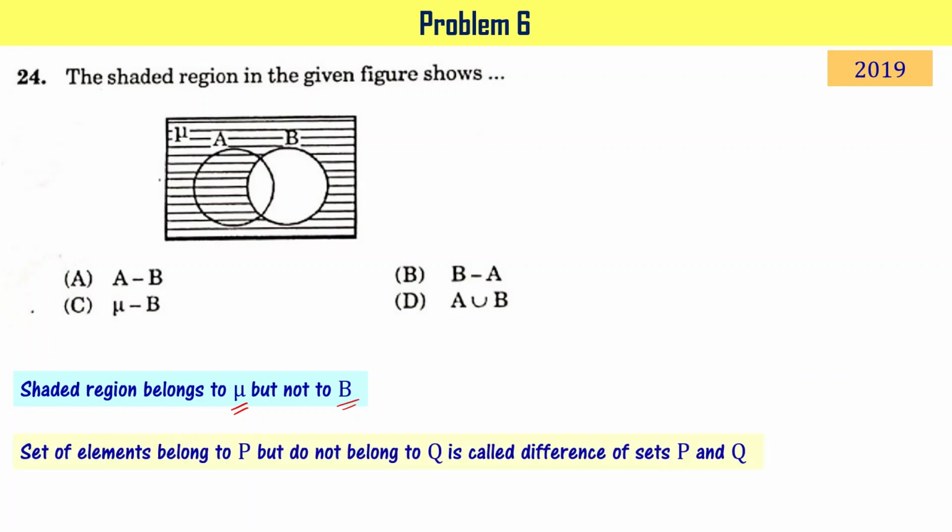Set of elements belonging to P but not belonging to Q is called difference of sets P and Q. Mathematically, it is written as P minus Q, right? If the set of elements that belong to P but that do not belong to Q is denoted using P minus Q, it means the shaded region belonging to mu but not to B can be written as mu minus B, right? That is choice C. I hope you got the concept.